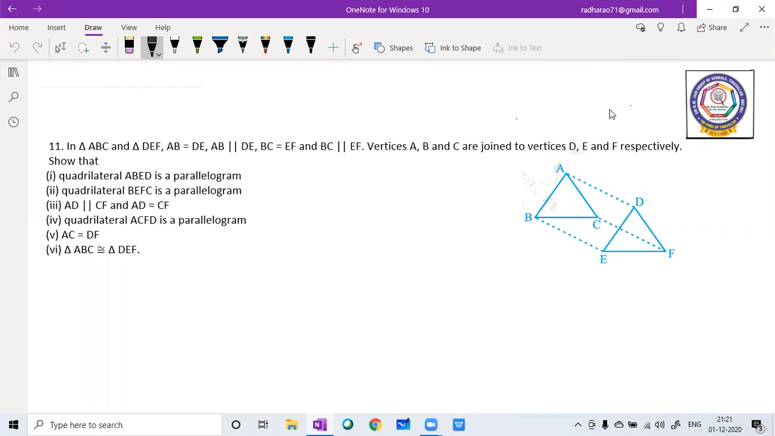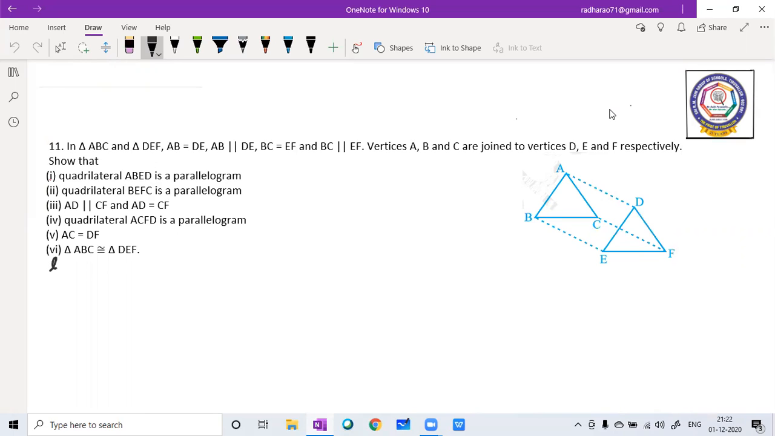And also BC and EF are equal and BC and EF are also parallel. So BC and EF are equal as well as parallel. And vertices A, B, C are joined to vertices D, E and F respectively. That is, A is joined to D, B is joined to E and C is joined to F. And you have to prove six things.